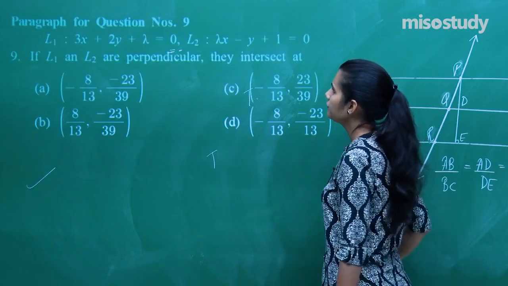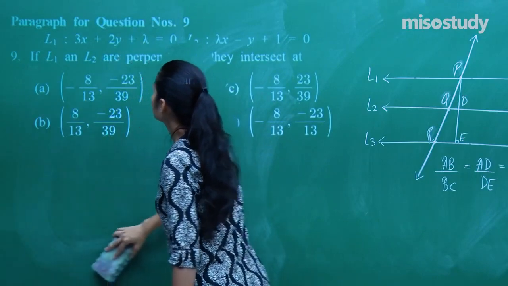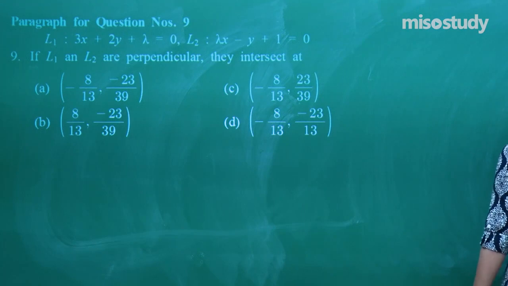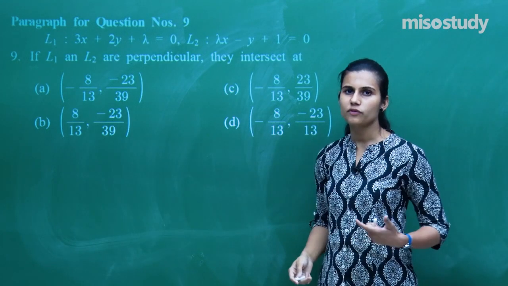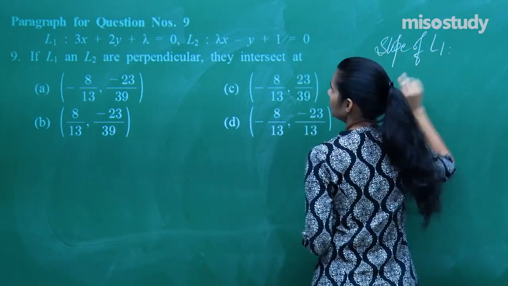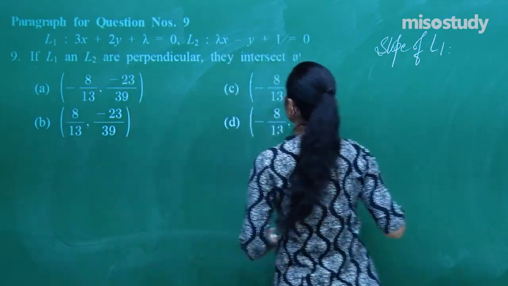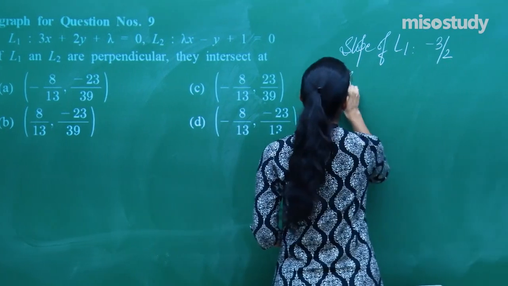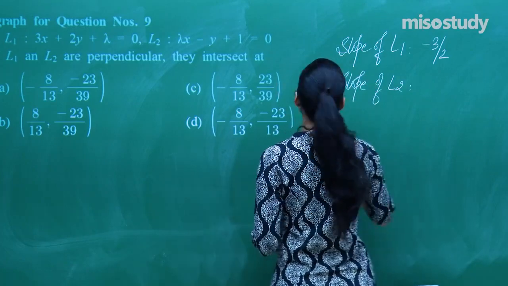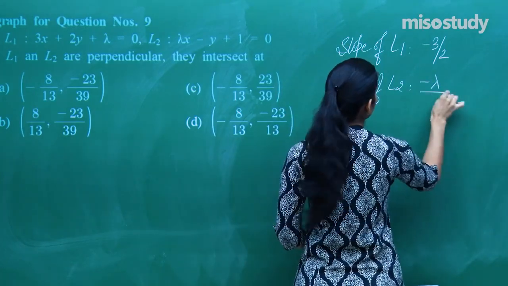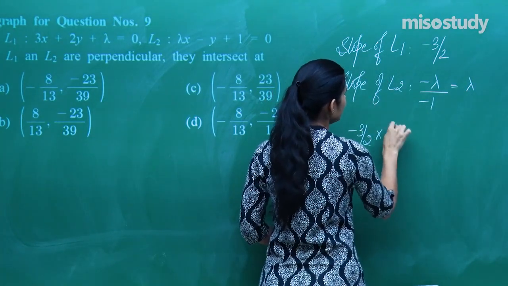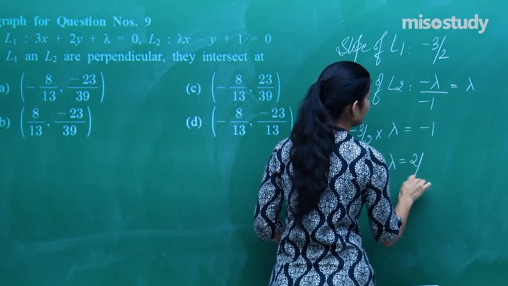Moving to the next question, we have L1 is given, L2 is given, they are perpendicular lines, then they are going to intersect at what point? Now the fact that they are perpendicular lines itself means that the product of their slopes is minus 1. Slope of L1 is minus coefficient of x upon coefficient of y, so it is minus 3 by 2. What is slope of L2? Slope of L2 is minus coefficient of x upon coefficient of y, which is lambda. Now they are perpendicular means minus 3 by 2 into lambda is minus 1, lambda is 2 by 3.